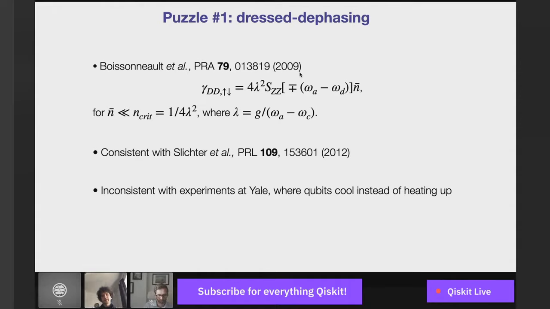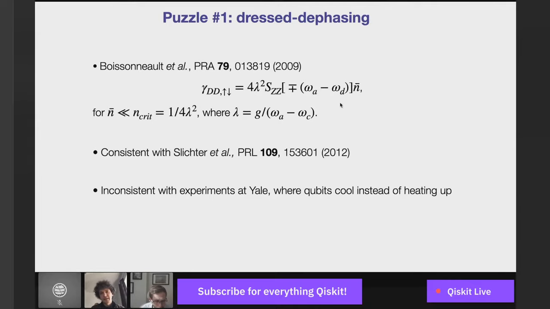What they show there is that if you couple the qubit to an environment which causes dephasing on the qubit, when you drive the readout cavity, there will be an effective relaxation rate induced onto the qubit due to the fact that it was coupled to a dephasing channel. And this relaxation rate on the qubit is proportional to the n bar of the drive, which kind of fits the picture with what we're seeing in experiments.